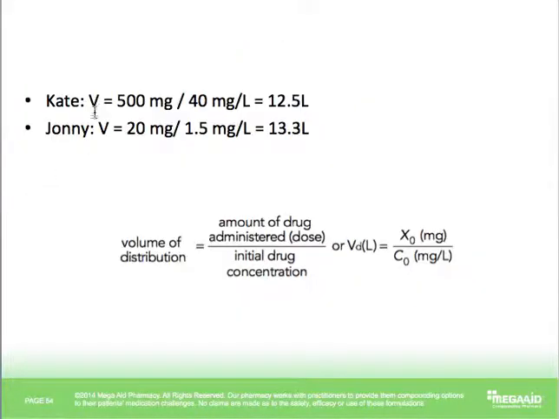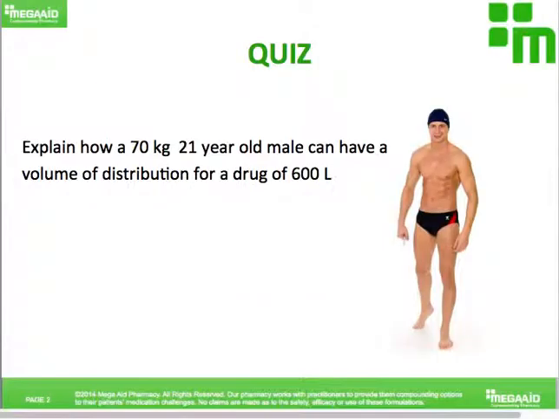So let's do that. So Kate's volume of distribution, we're going to calculate it like that. So 500 milligrams divided by 40, that gives us 12.5 liters, versus Johnny, who is going to have a volume of distribution of 13.3 liters. So Johnny wins. Even though he was given a smaller dose of the drug and he had a much smaller initial concentration, he actually has a greater volume of distribution. So now let's move forward to the next question.